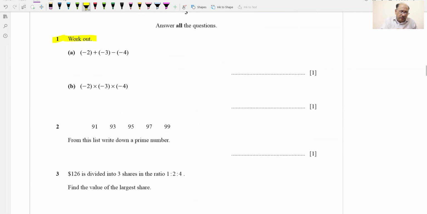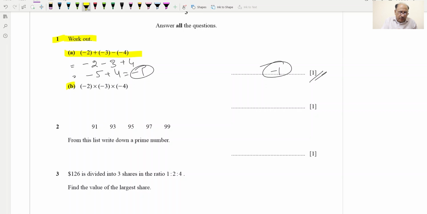Question number 1 says work out this expression. We need to simplify. So minus 2, and plus into minus will be minus 3, and minus into minus will be plus 4. This results in minus 5 plus 4, which is equal to minus 1, and minus 1 will be our final answer for this 1 mark question.